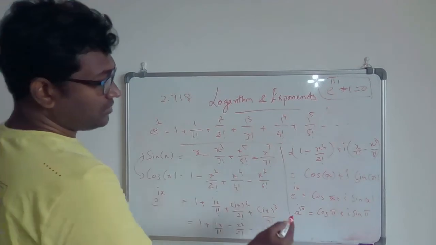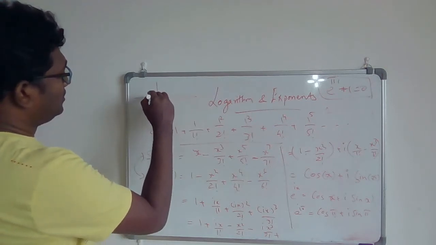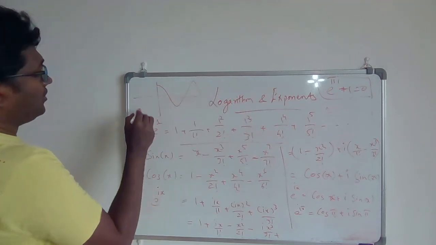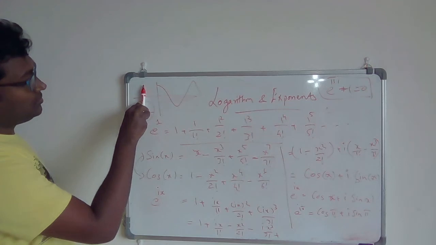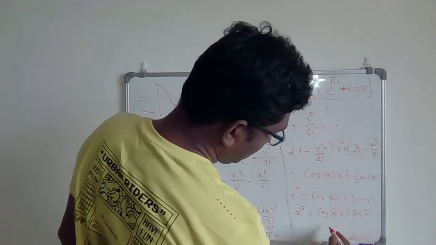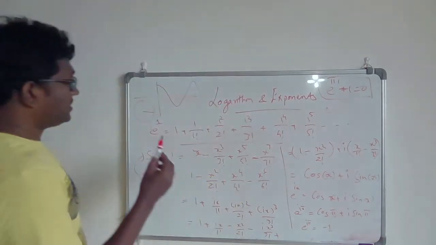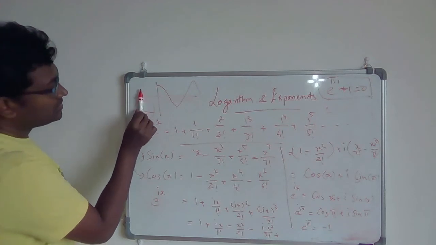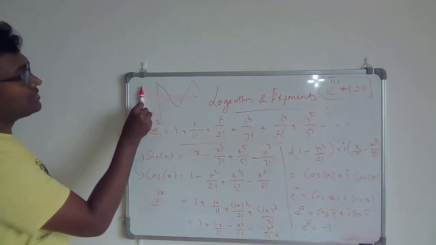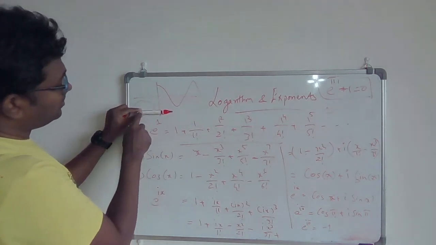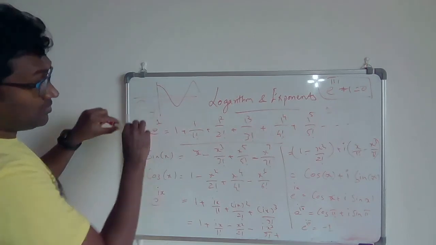So if you remember what cos 180 is, let's draw it actually. This is a cos graph. It starts here and goes like this. Cos 0 is 1, cos 90 is 0, cos 180 is minus 1. So this becomes minus 1. And sine at pi: this is the sine graph. Sine at 0 is equal to 0. So sine 180 is basically 0.